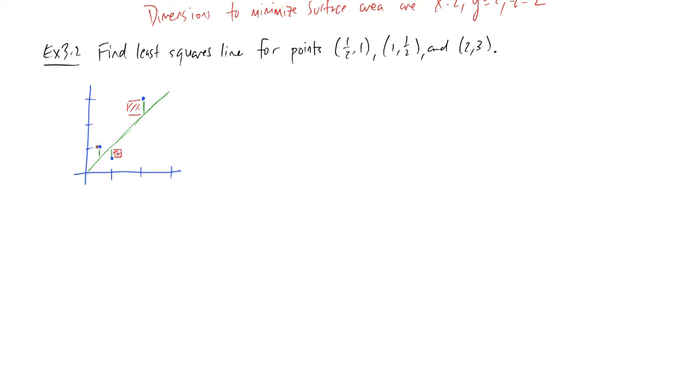So I have these little squares associated with each error, and we want to minimize the area of those squares, hence the name least squares. So we want to minimize the sum of these square errors.